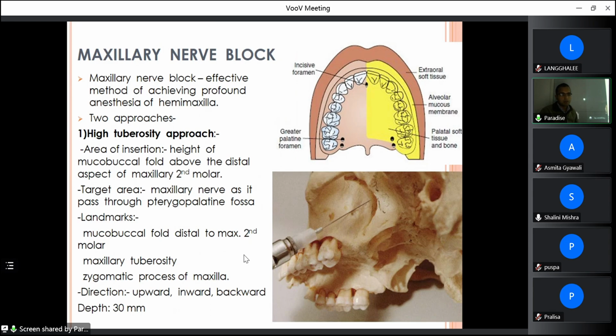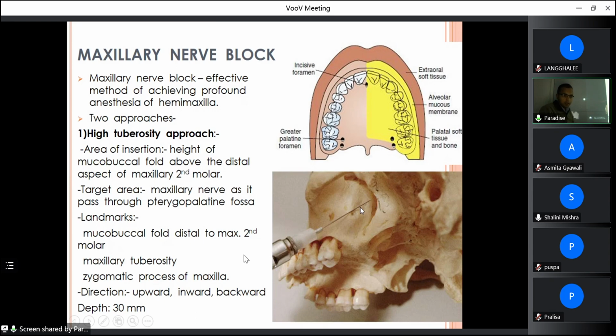In the high tuberosity approach, the area of insertion is the height of the mucobuccal fold above the distal aspect of the maxillary second molar. It's similar to the PSA nerve block. The target area is the maxillary nerve as it passes through the pterygopalatal fossa. This is the pterygopalatal fossa. Posteriorly there is the pterygoid plate, anteriorly there is the maxillary bone. This is known as the pterygomaxillary fissure or pterygopalatal fossa.